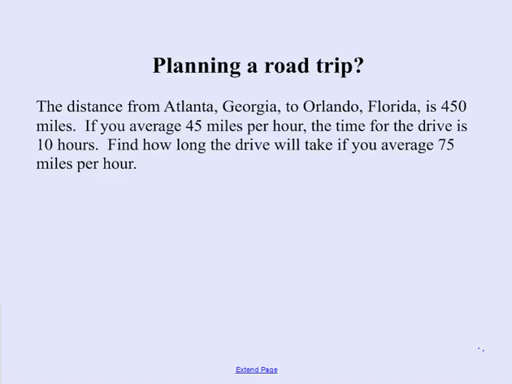So now it's time to set up a proportion. We know that in our trip from Atlanta to Orlando, it's 450 miles, so if we're averaging 45 miles per hour, it's going to take us 10 hours to get there. So 45 miles per hour and 10 hours correspond to each other. But since this is an inverse variation problem, we do not put these numbers in the same ratio. We actually put them opposite each other, as you can see I've done here.